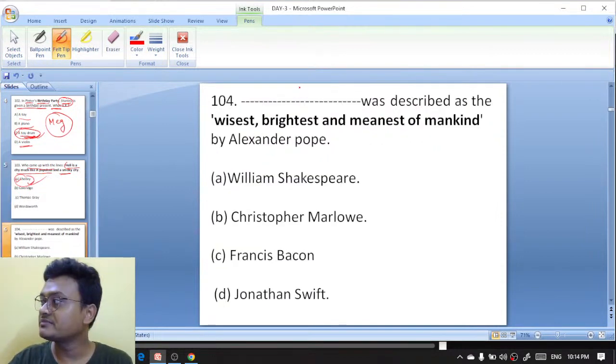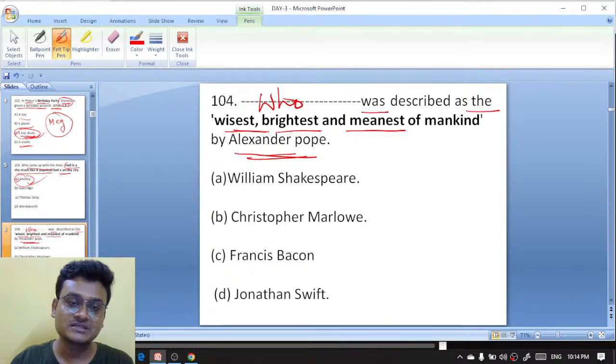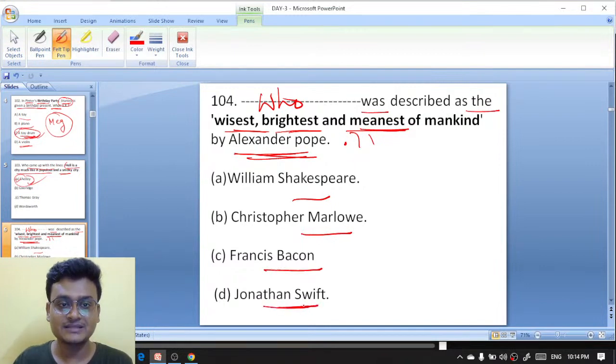Dash was described as the wisest, brightest, and meanest of mankind by Alexander Pope. Who was described as the wisest, brightest, and meanest of mankind by Alexander Pope? Now, William Shakespeare, Christopher Marlowe, Francis Bacon, Jonathan Swift.